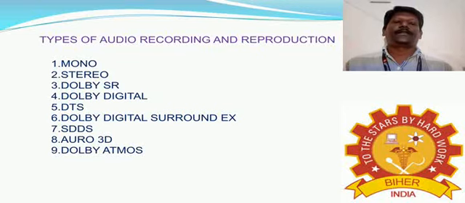Then Dolby SR. SR means spectral recording. This is the first format from Dolby Laboratories. It has 4 tracks. In this format, there are 3 speakers behind the screen, left, center, right, and also a mono surround. Then Dolby Digital, it's a 5.1 format.